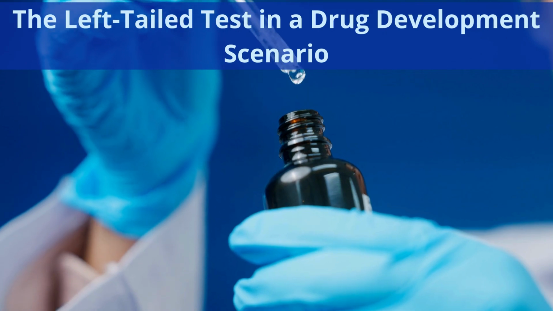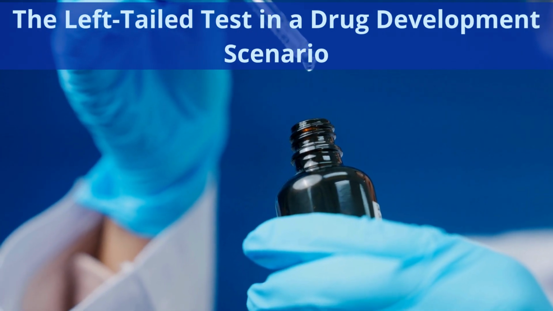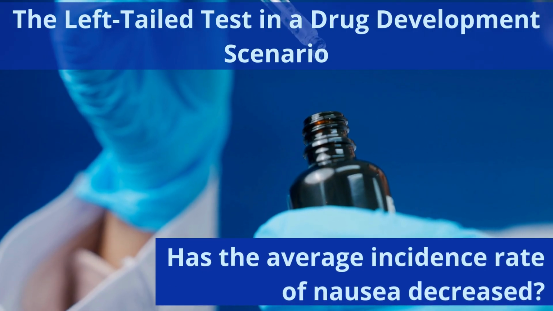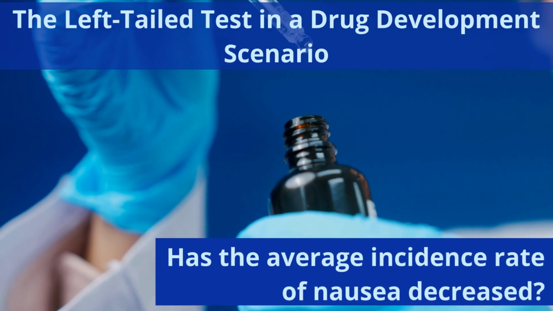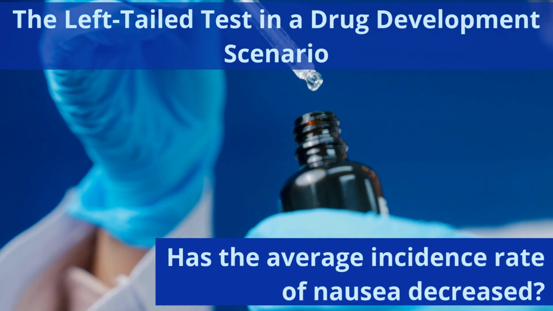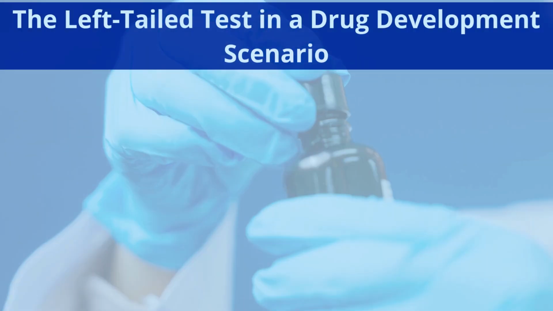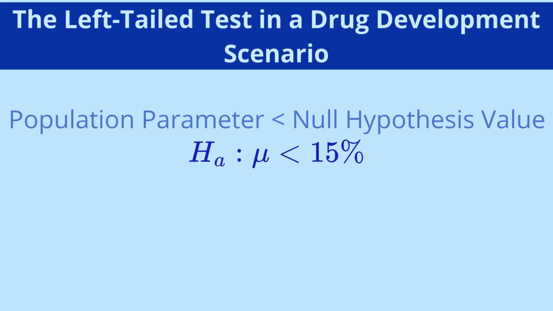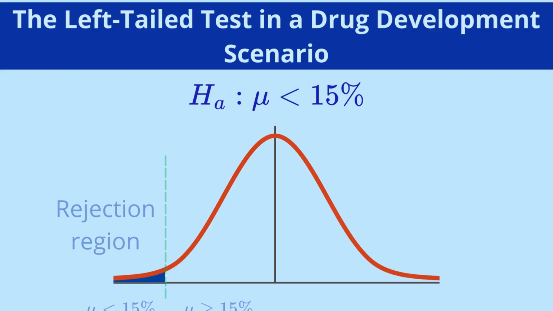Finally, we have the left-tailed test. Suppose a drug company develops a new version of an existing medication. They want to prove the new formula causes fewer side effects, specifically, that the average incidence rate of nausea is less than the previous drug's rate of 15%. Because the company is interested only in a reduction in the adverse effect, the alternative hypothesis uses the less than sign. This means the entire rejection area is concentrated on the left tail of the sampling distribution. If the data from clinical trials yields a test statistic that falls into this low incidence region, we reject the null hypothesis and conclude that the new formula is safer.